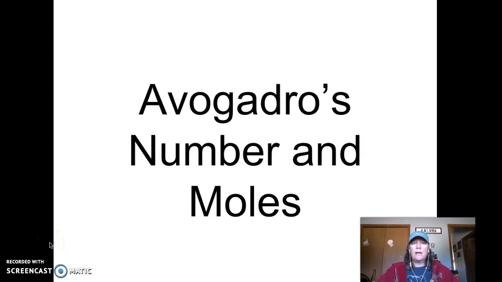All right, today we're going to talk about Avogadro's number and the number of moles. Now, when you're working with amounts in chemistry, remember we have tiny, tiny atoms or very small amounts. Chemists came up with a way of converting it to amounts we can actually measure out and use. And those are moles.